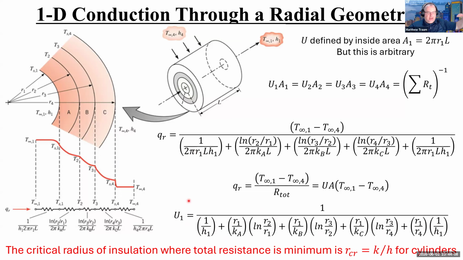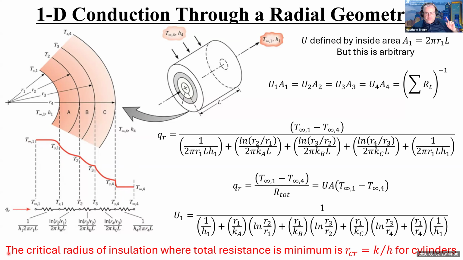But the key big takeaway message is you can make a resistor analogy in polar coordinates the same way that you can make a resistor analogy in Euclidean XYZ coordinates, and you can use the same series and parallel resistor models that you had from circuits to model the heat transfer in this configuration.